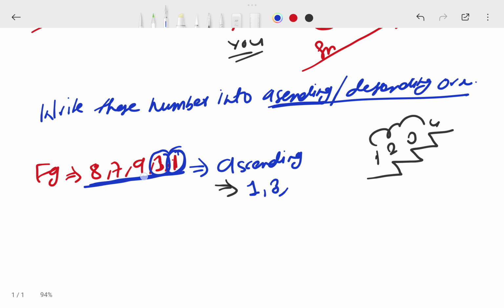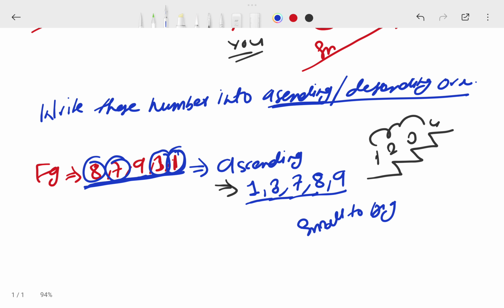After that, 3 is over. Now 8, 7, 9 is left. In this 8, 7, 9, which is the smaller? 7 is the smaller. So write 7. 7 is also over. We have left two numbers, 8 and 9. Which is the smaller? 8 is the smaller. Write 8. 8 is over. Now what is left? 9. Just write 9. So this is called the ascending order. Why? Because if you see, 1 to 3, 3 to 7, 7 to 8, 8 to 9, this is going from the small number to the big number.